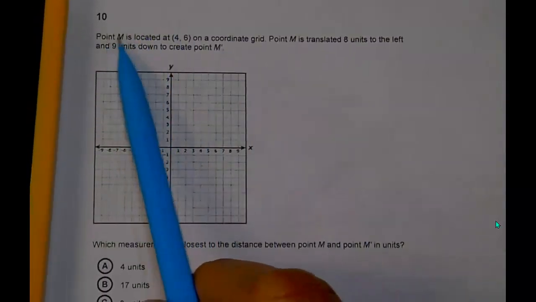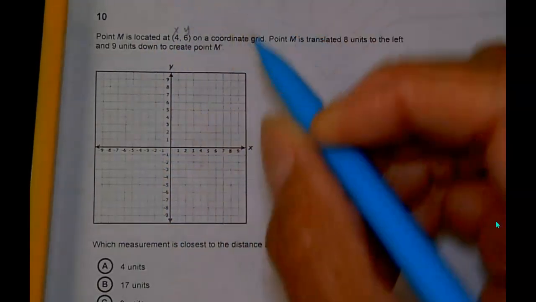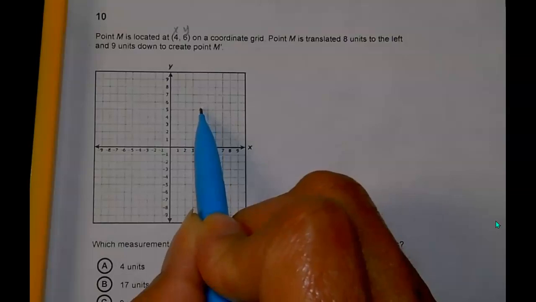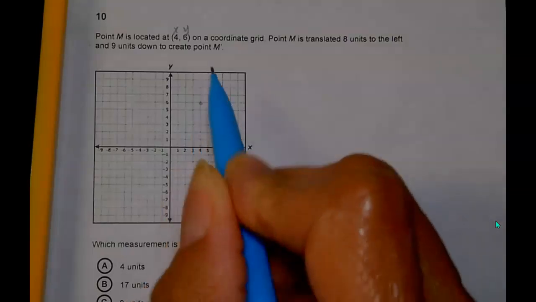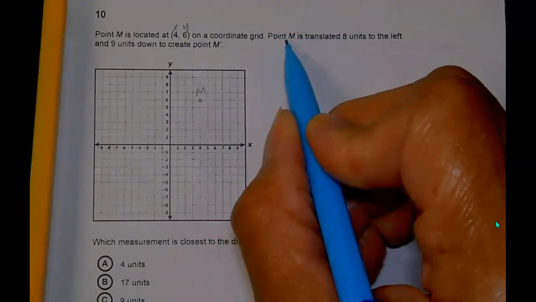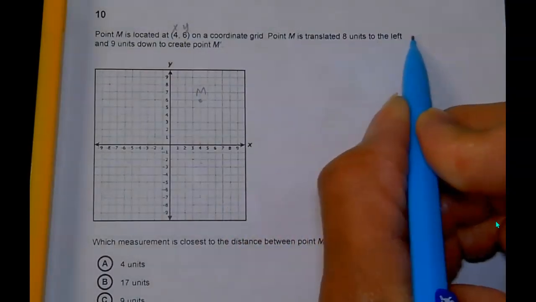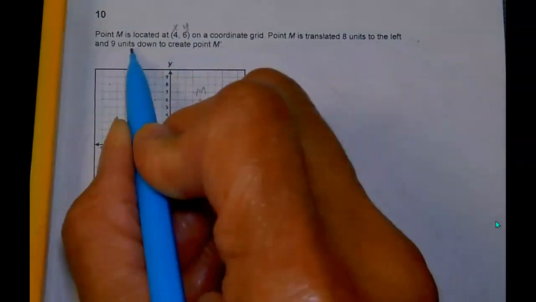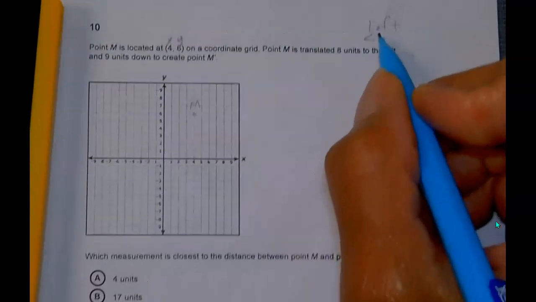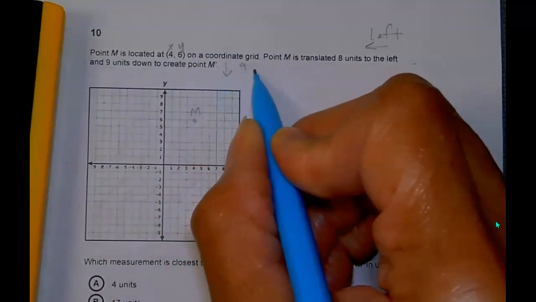All right, so we're going to go ahead and look at point M. It's located at 4, 6, X and Y. So we're going to go 4 and up a positive 6. And that's your original. And then we're going to look at the next one. It says point M is translated 8 units to the left and 9 units down. So 8 units left. And then we're going to go 9 units down.